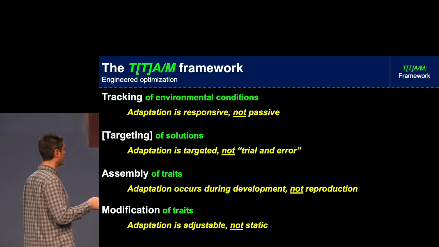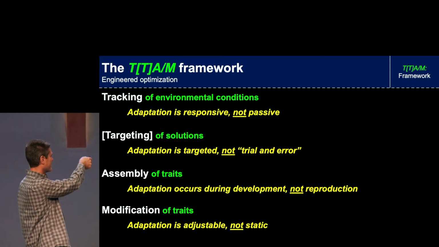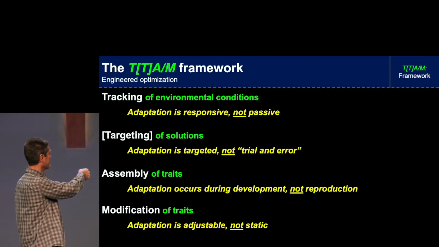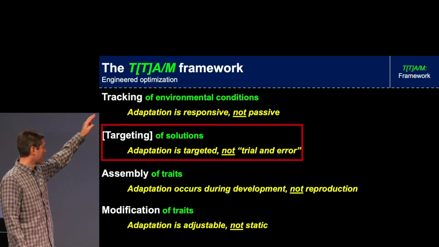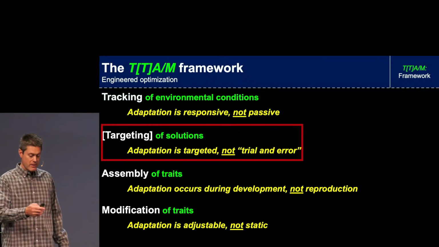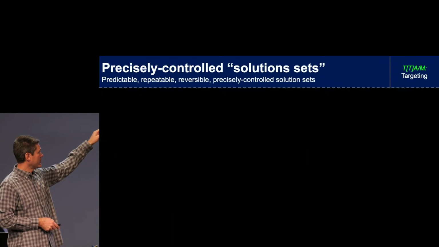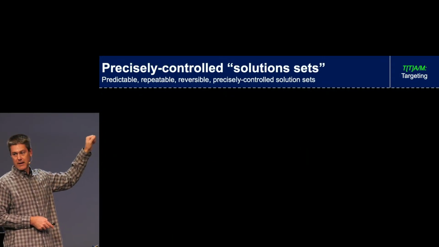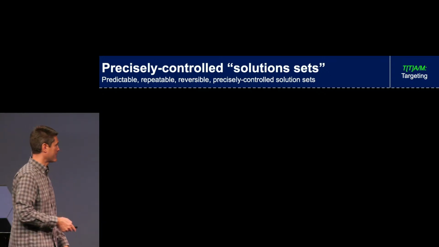So where we left off was at targeting. We had talked about tracking, now we're on targeting, then we're going to talk about assembly and modification. Where we left off on targeting was we were talking about predictable, repeatable, reversible solution sets, and now I want to mention just a couple of examples of precise control that's happening.